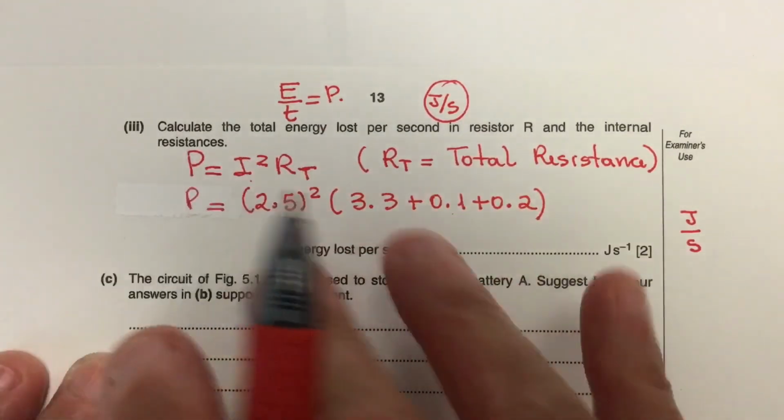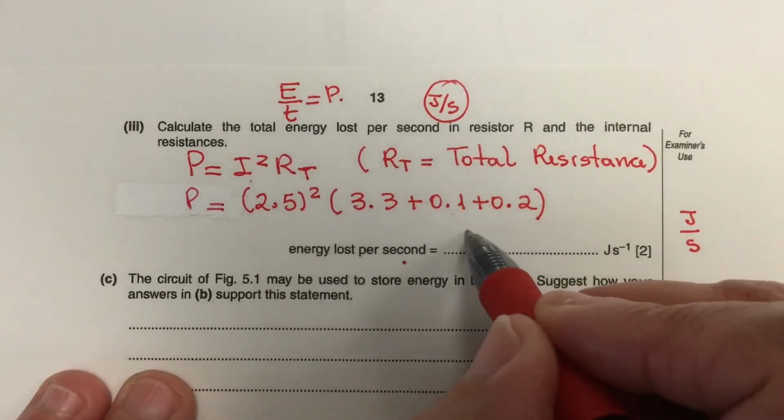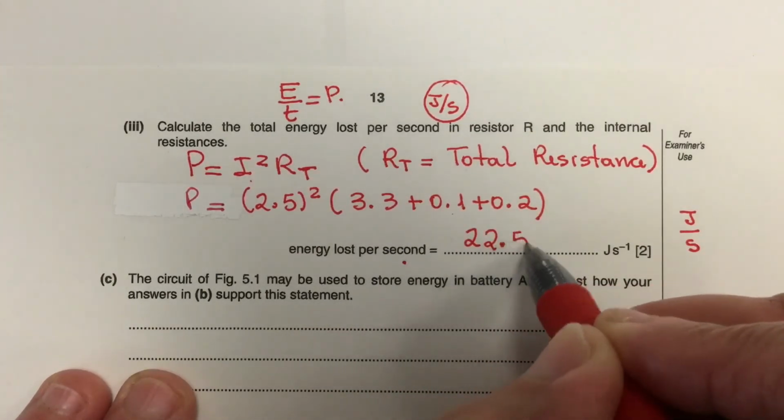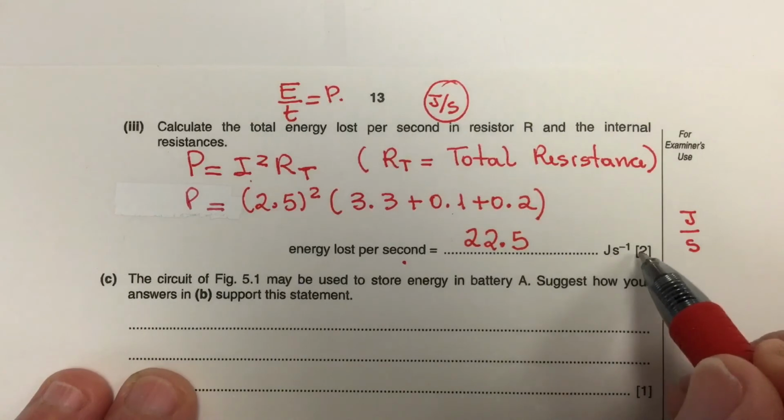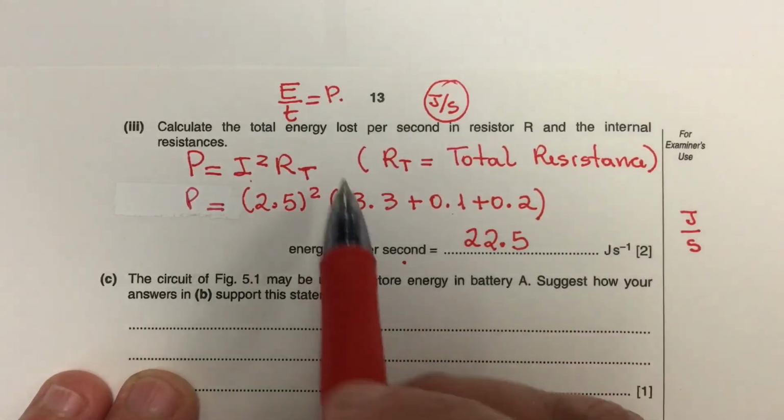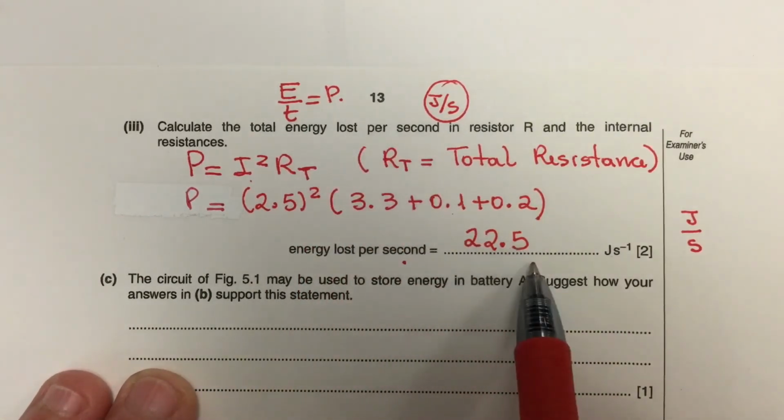When you plug it in your calculator, the answer is 22.5 joules per second. So that is the energy loss per second.